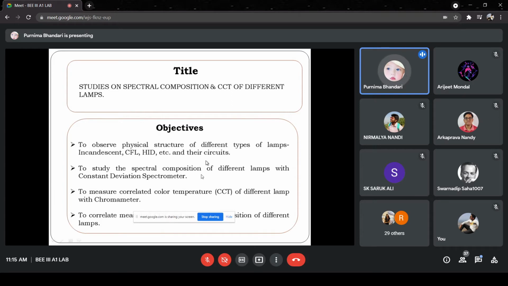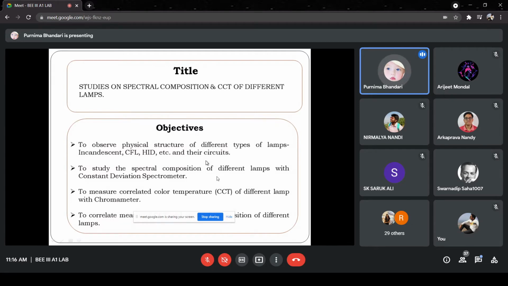Here the instrument used is the constant deviation spectrometer, and another thing we are here to measure is the correlated color temperature, or in short CCT, of different lamps. For that purpose we are going to use another instrument, a chromameter. So what is CCT actually?